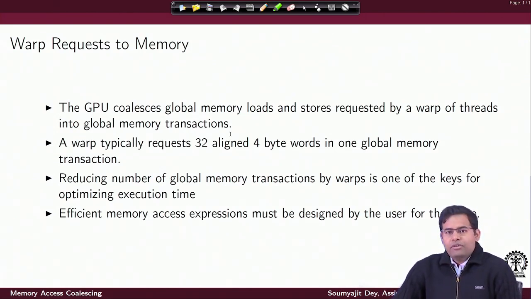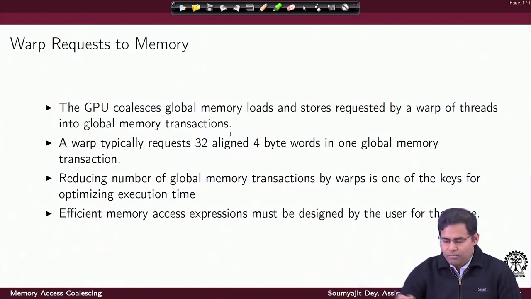Now, as we discussed earlier, since these global memory transactions are slow, the overall objective here is to reduce the number of transactions by different warps which are executing across the SMs. So for that, what is required is you should be able to write the program with very efficient, what we call as memory access expressions. So whenever you are accessing an array position in the memory, you have an access expression.